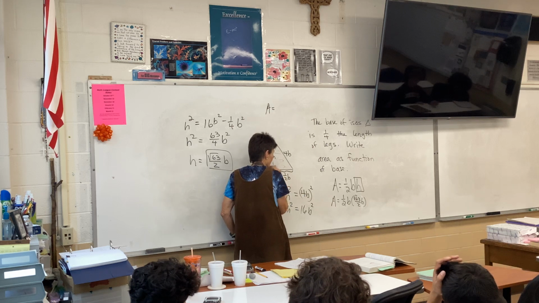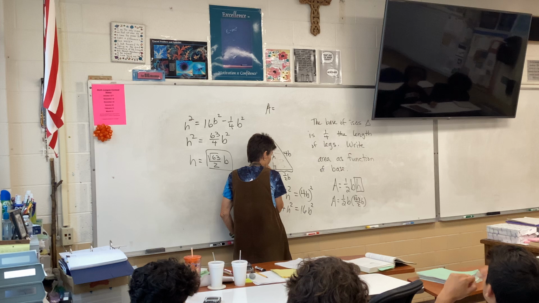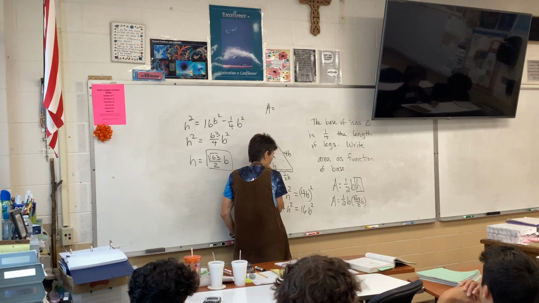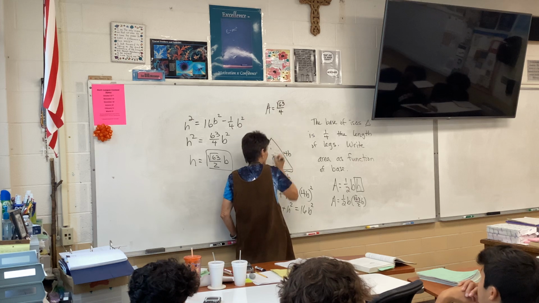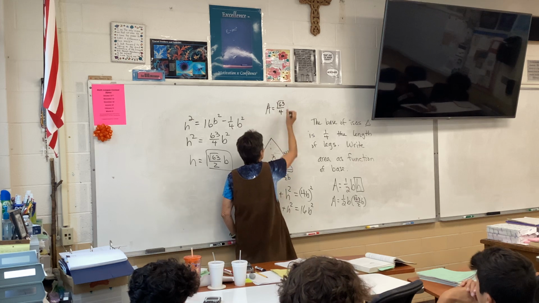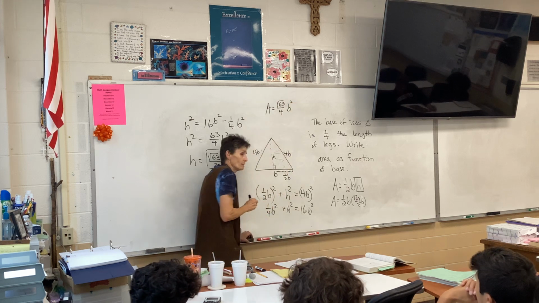Fraction, multiplying together, what do you get? 63 over 4. Root 63 over 4. And then how many b's do I have? B squared. There's your final answer.